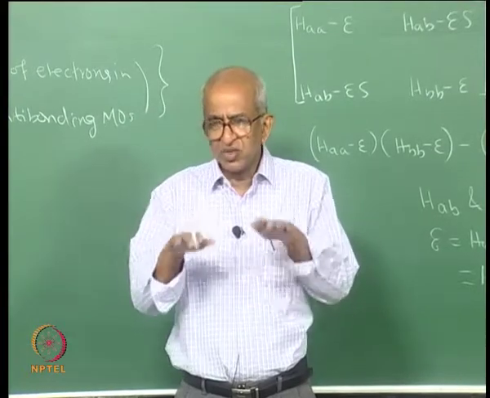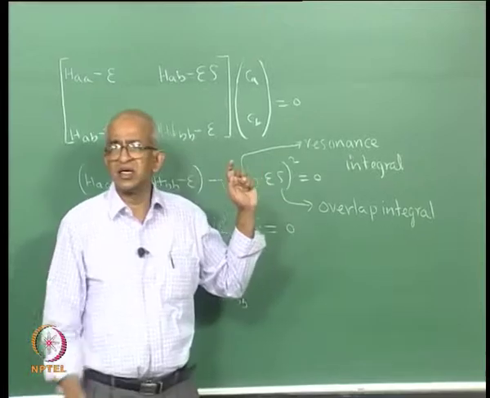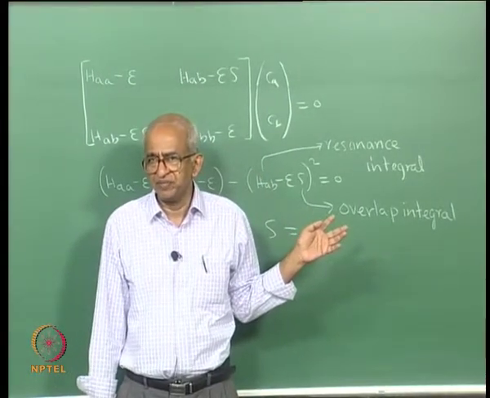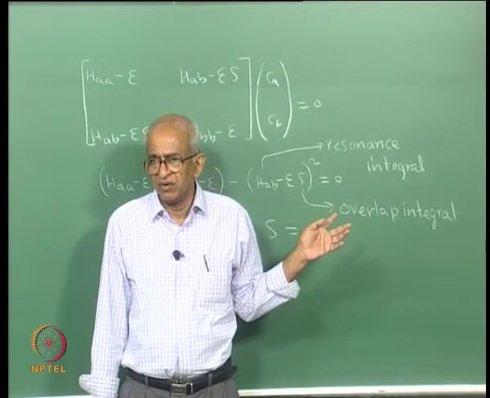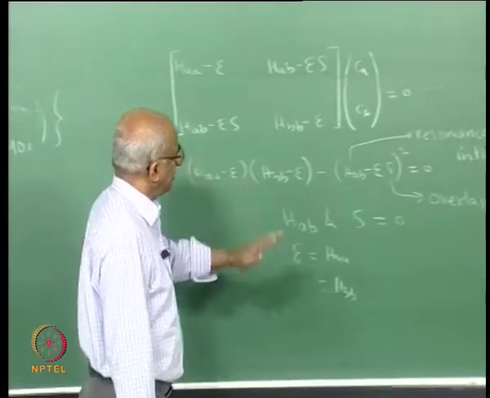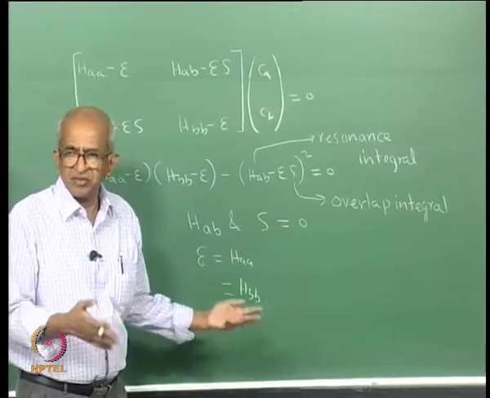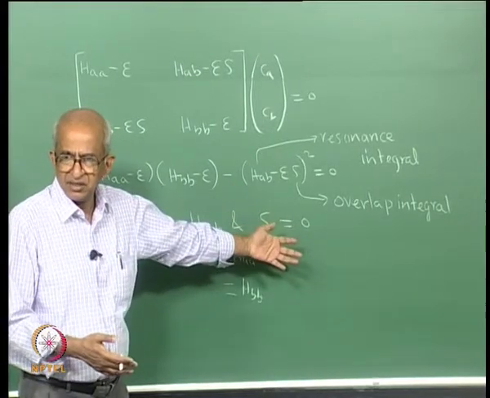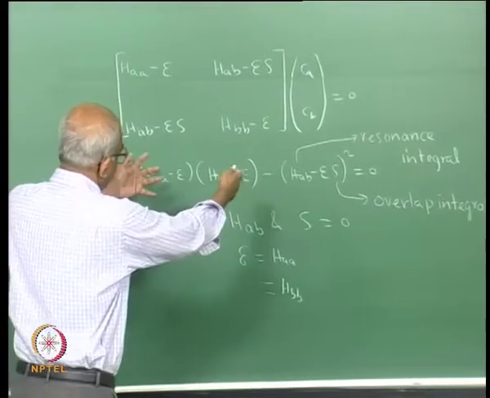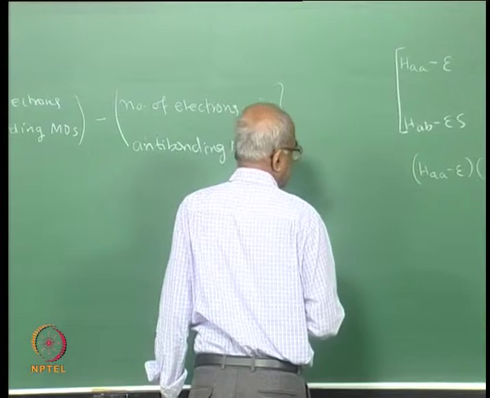So, if two atomic orbitals are to interact, what should happen is that the overlap integral and the resonance integral both must be non-zero. So, at least HAB has to be non-zero. If HAB is non-zero, then obviously the orbitals will interact and form molecular orbitals. Now, actually by looking at the roots of this quadratic equation, you can arrive at other interesting conclusions.